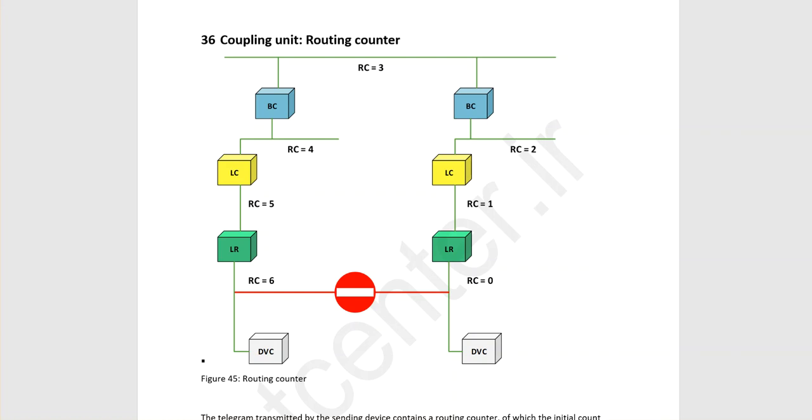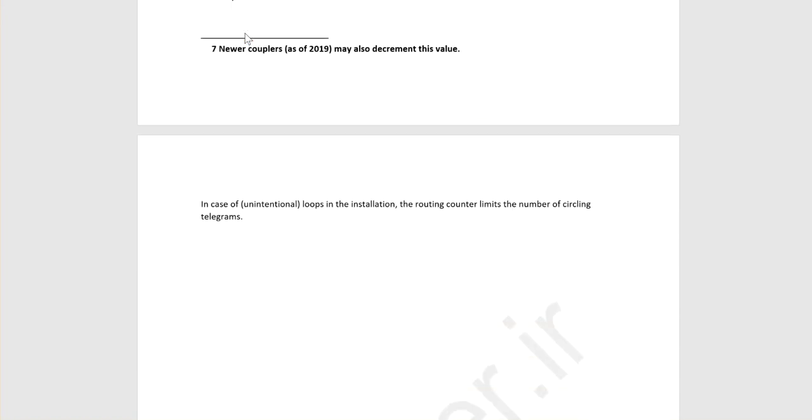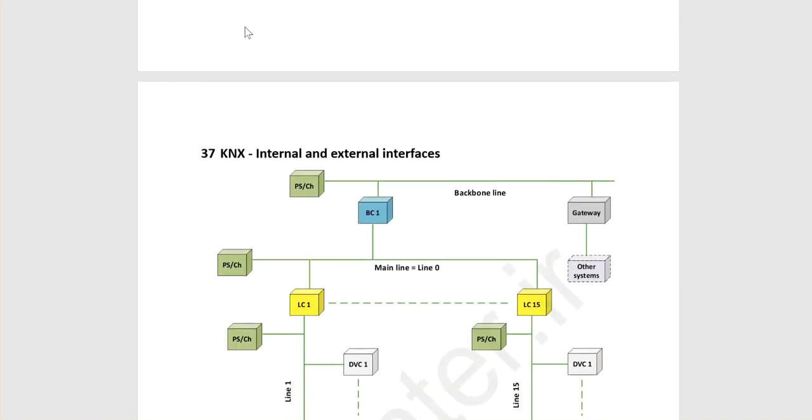That's it. If the telegram has routing counter 0, it will not pass any line repeater, line coupler, or backbone coupler anymore. So the telegram with routing counter 0 is not passed and it's blocked. So we eliminate, or it's better to say terminate, the passing of the telegram forever because of a ring topology by mistake. Yes. So you can see the routing counter in the group address in your ETS.